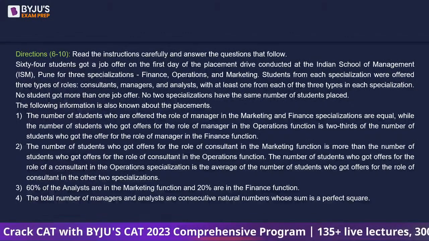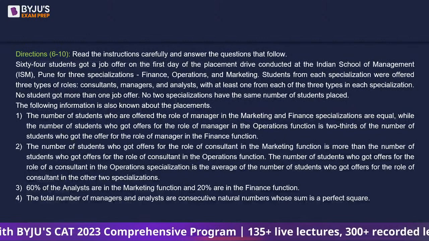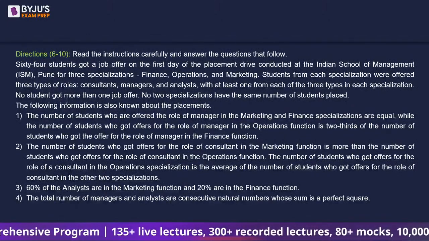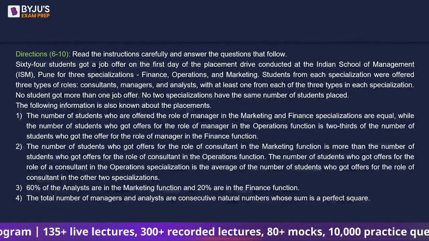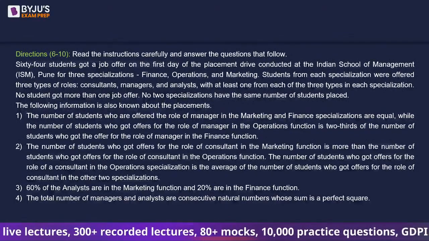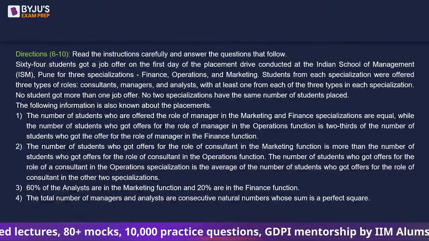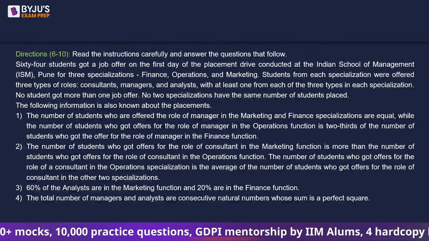First point is the number of students who are offered the role of manager in the marketing and finance specialization are equal, while the number of students who got offers for the role of managers in the operations function is 2/3 the number. 60% of the analysts in the marketing function and 20% in the finance function, right? And statements like these.